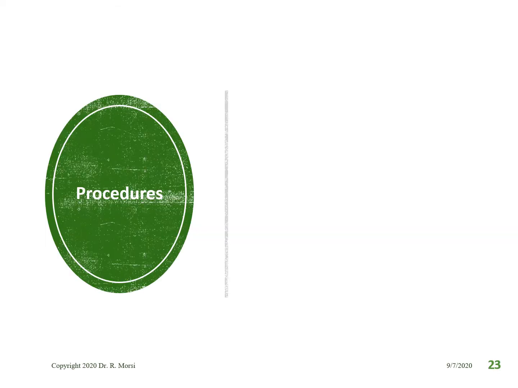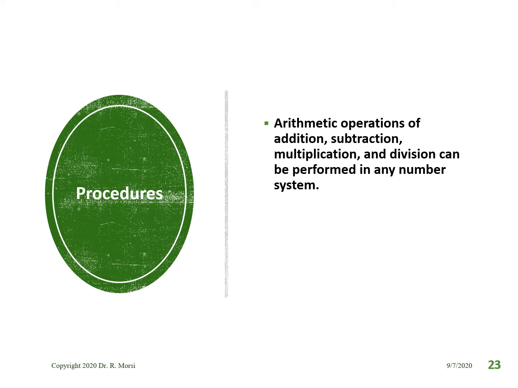Well, now let's look at addition. So we've looked at the number systems, the number conversions, and we've looked at signed numbers in those number systems. We basically looked at binary, and of course the other number systems can be considered the same way. But now let's look at addition for our number systems as one of our arithmetic operations. So the procedures that we have when we look at arithmetic operations, we will have procedures for addition, subtraction, multiplication, and division. And these can be performed in any number system that we have.